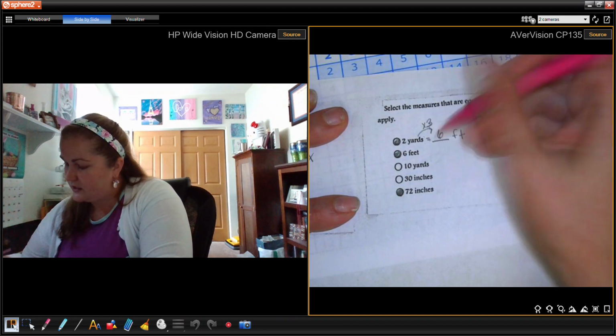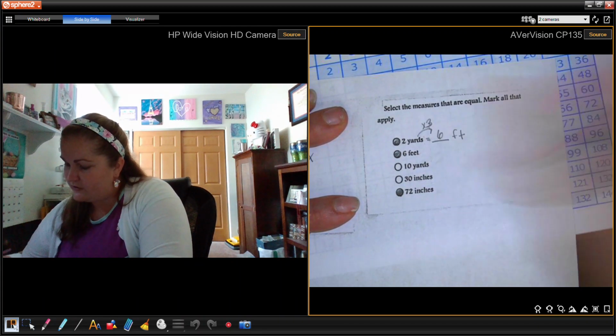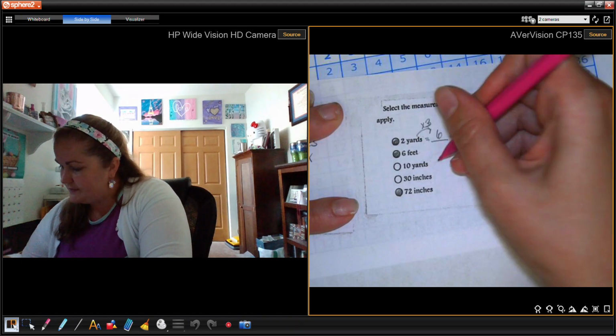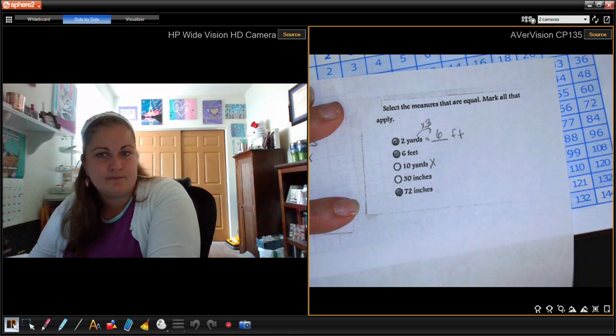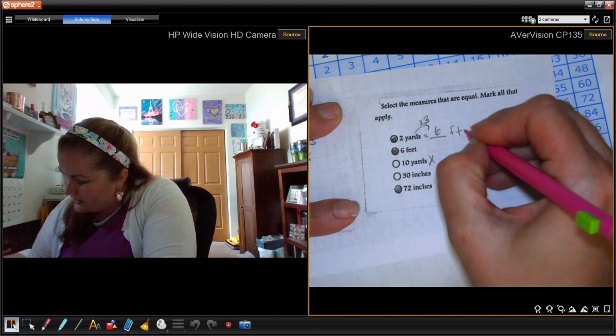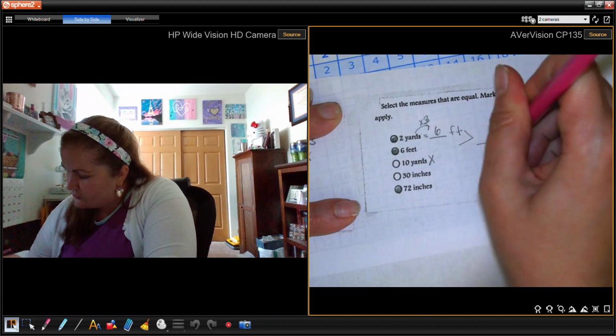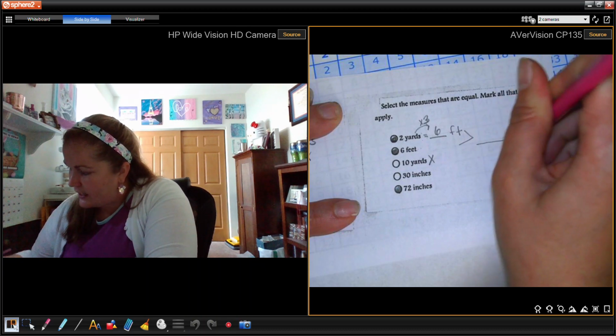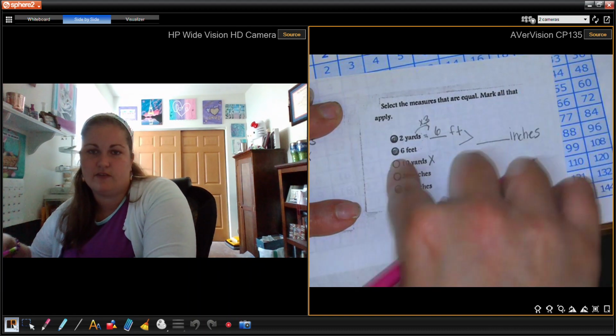And so you can see, okay, those are equal. So then if I'm choosing yards here, I can't be choosing yards again. And then since I've got 6 feet and 6 feet, I could exchange both of these for inches because they're the same thing. 6 feet here, 6 feet there.